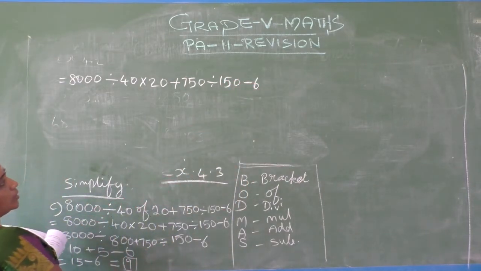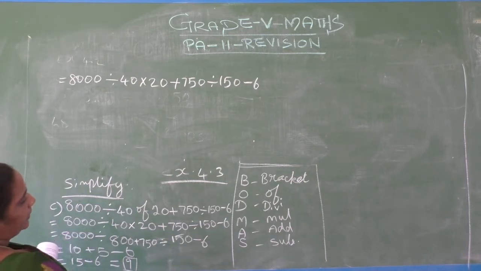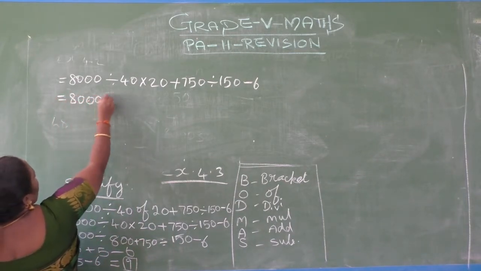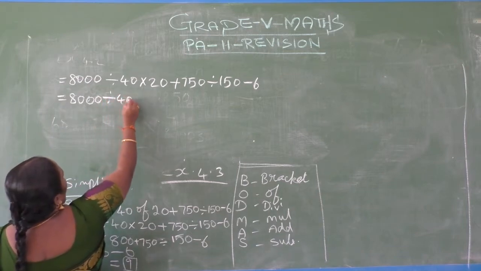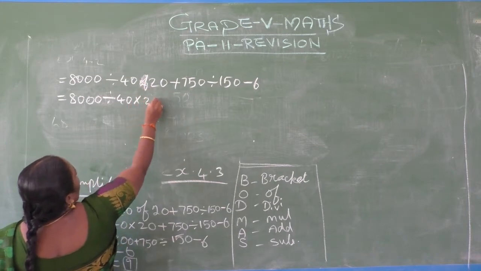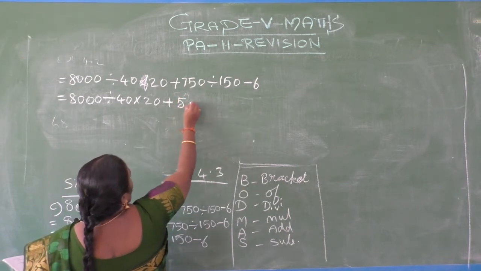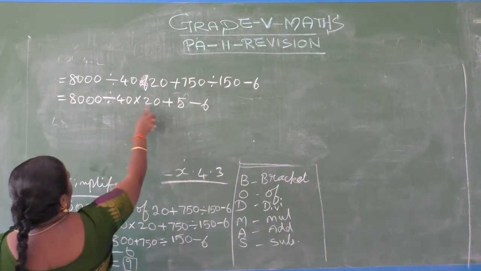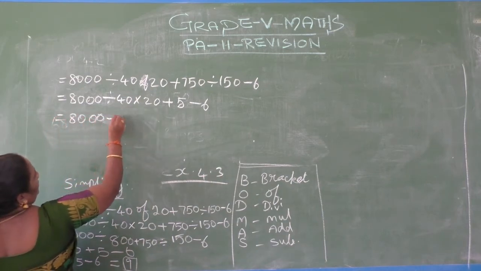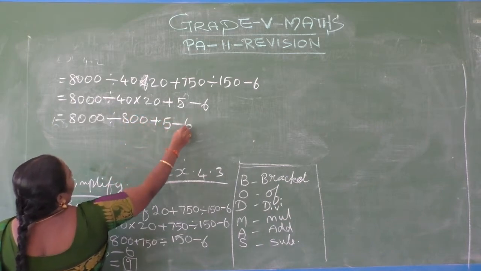According to the BODMAS rule, first if you have any bracket you have to clear the bracket, but here there is no bracket. Then next step, if you have an 'of' you have to clear that. Here you have an 'of', that means 40 into 20. 750 divided by 150 means 5 times it will come. Then 40 into 20: 4 2s are 8, 2 zeros are there.